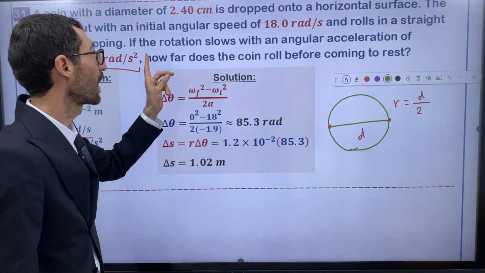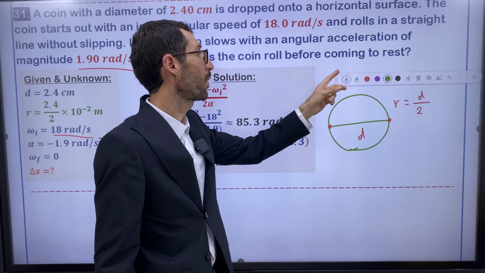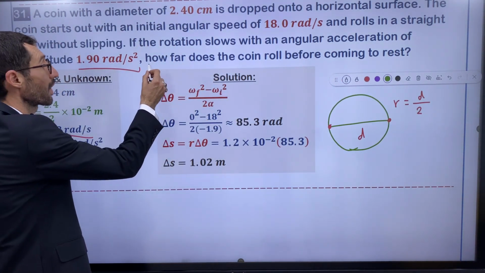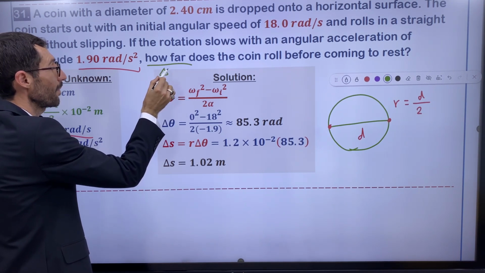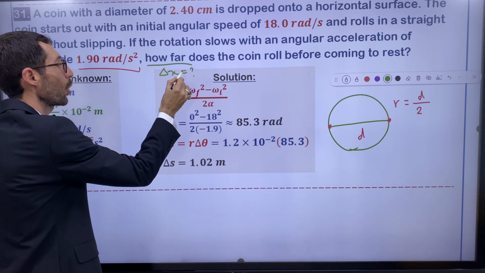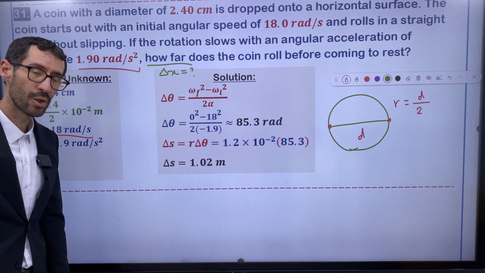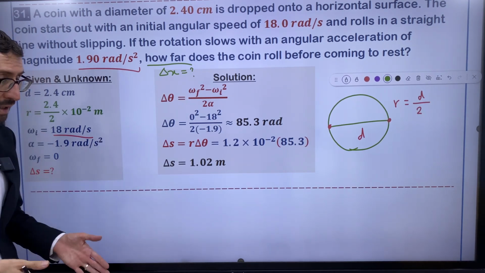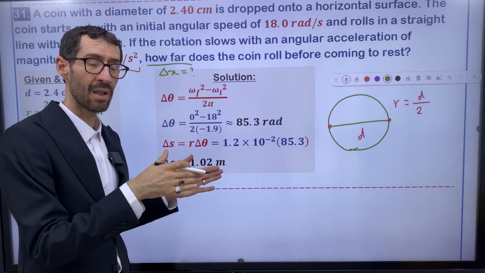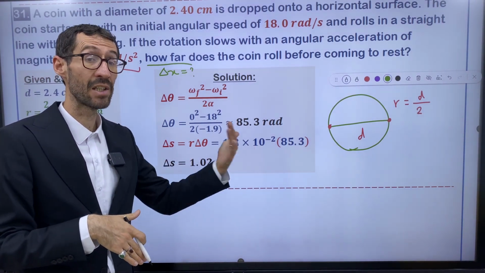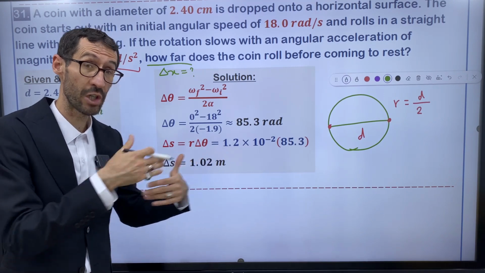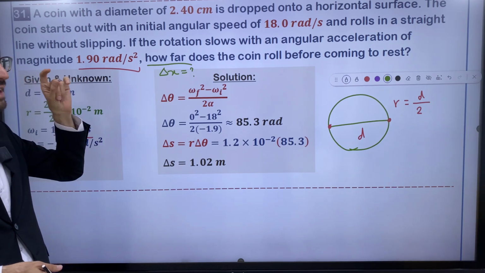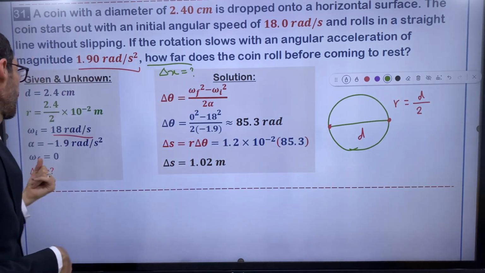How far does the coin roll before it comes to rest, right? How far? It says how far. So we look for delta x, because after the coin rolls down, it travels along a linear track, a straight line. That's why it asks how far does the coin roll before coming to rest.